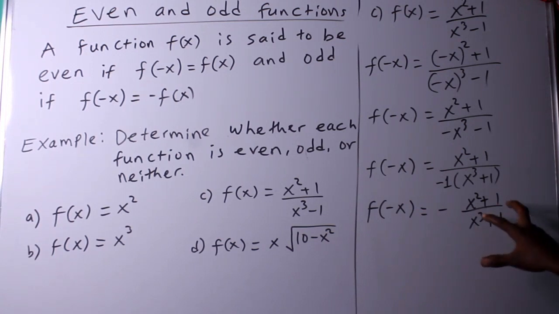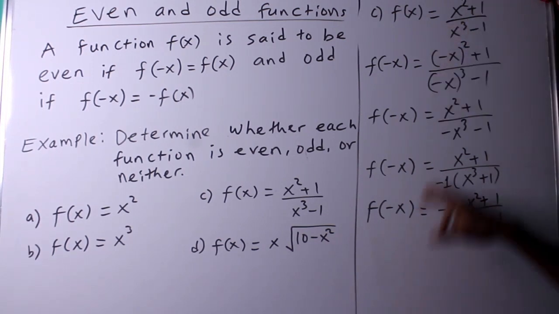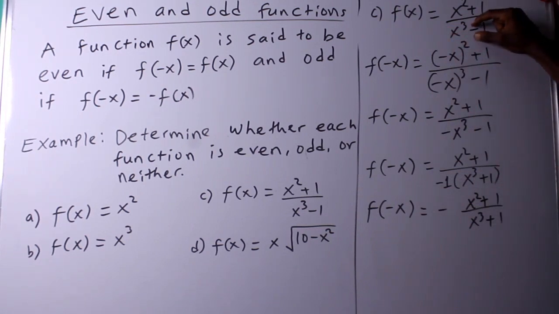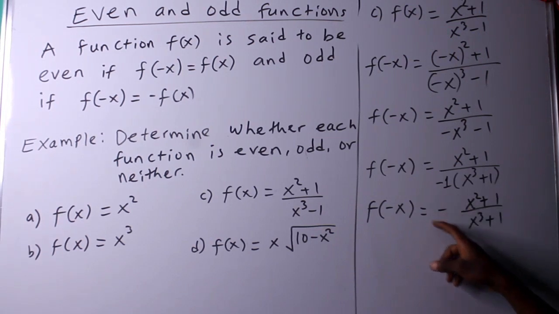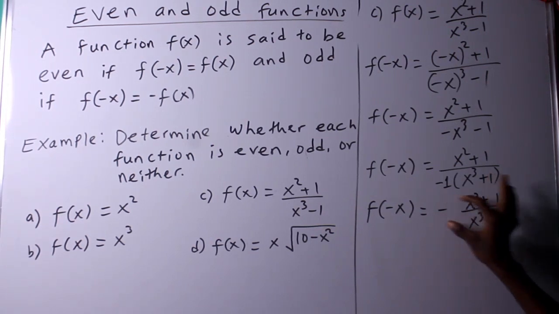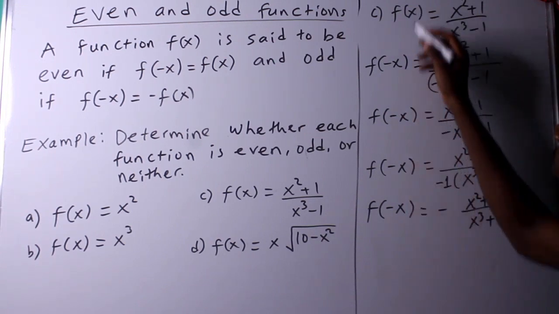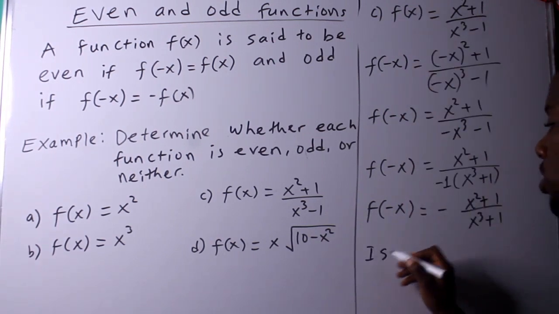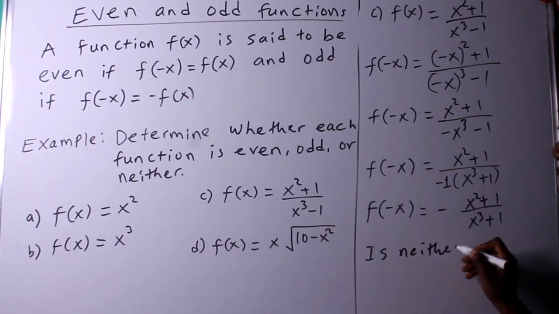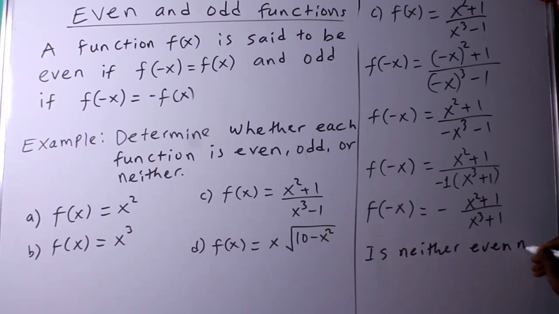Now, compare this with f of x. So f of negative x is not the same as f of x, because here we have x cubed minus 1 and here we have x cubed plus 1. It is also not negative of f of x. This is not negative of f of x. So because of that, we say that this function is neither even nor odd.